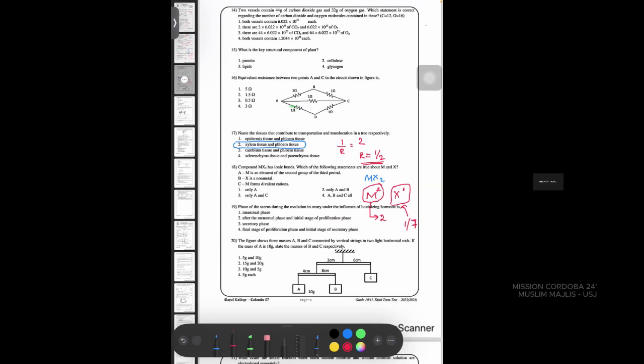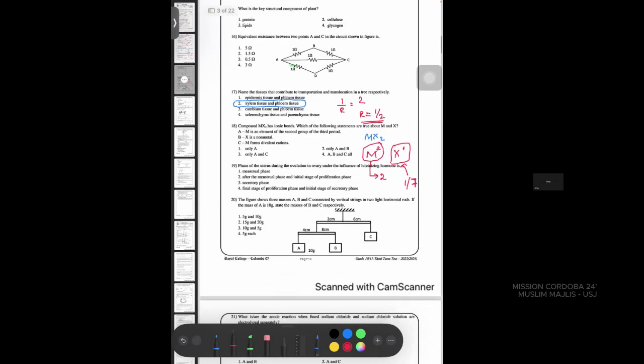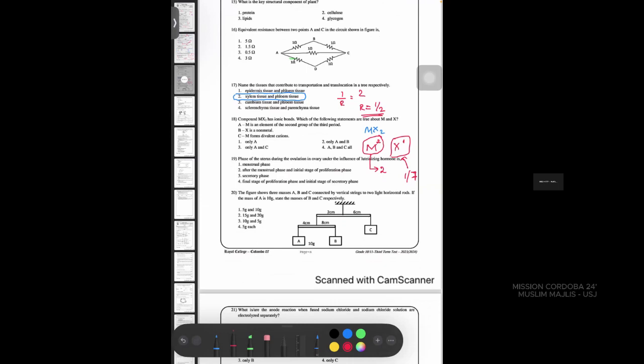1 or 7. Now, if X belongs to group 1, is it a metal or a non-metal? Metal. Now, I'm taking you all step by step just to tell you all how to think, right? Now, if X is in group 7, is it a metal or non-metal? Non-metal. Very good.